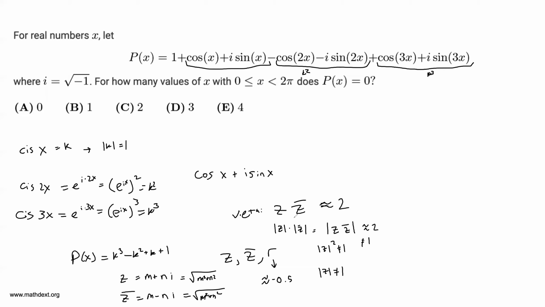So there are no x's, since the magnitude of k is equal to 1, the magnitude of z is not equal to 1, and k cannot be equal to z. So the answer is 0, and we're done.